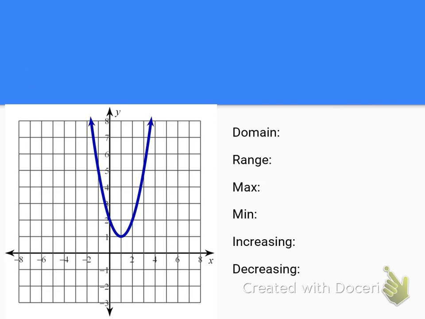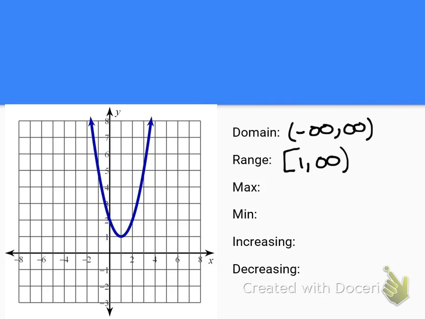Okay, so reviewing those terms, here is one of the examples. So the domain, I see the arrows on both sides here. So my domain is going to be from negative infinity to infinity. And the range, I'm looking at what y values are included now. So I see I start here when y equals 1, and I'm moving up from there. So my range is going to be 1 to infinity.